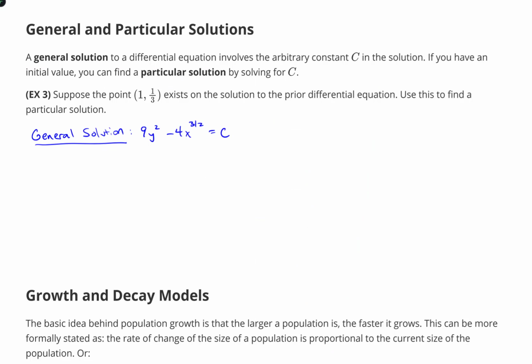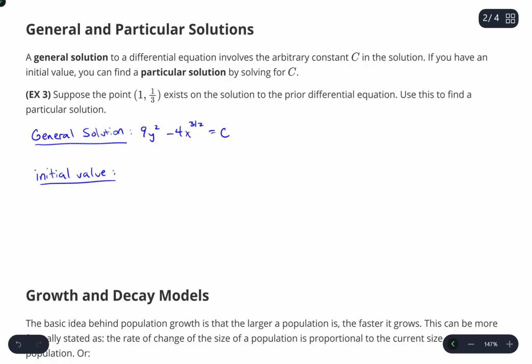To actually solve for that particular curve that passes through one specific point, here's what we need to do. We need to have an initial value, and the initial value is going to contain an x and a y. Sometimes you're given a function and an x value, from which you can compute the y value. Sometimes it might say find the curve that passes through the y-intercept, which would tell you the y-intercept value, but the x would have to be 0, something of that nature. But you need an x and a y so that you can plug those values into your general solution.